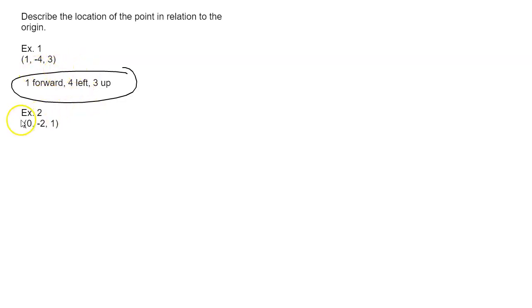For example 2, you'll notice there's a 0. When you have a 0 as part of your point, that means you don't go forward or backwards. It's in the x spot. We're not going forward, we're not going backwards, so we actually skip that one and move on to the y spot. Negative tells us to go 2 left. And then our last number tells us to go up or down. Positive will tell us to go 1 up.